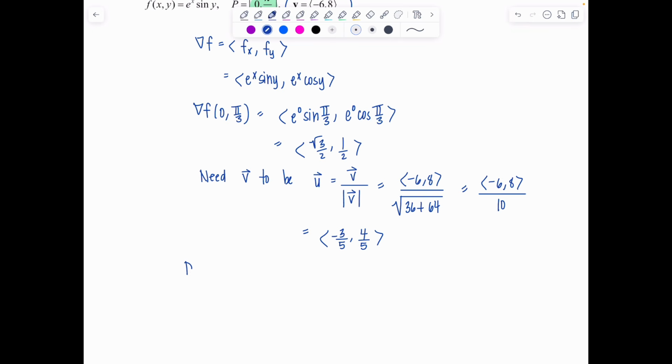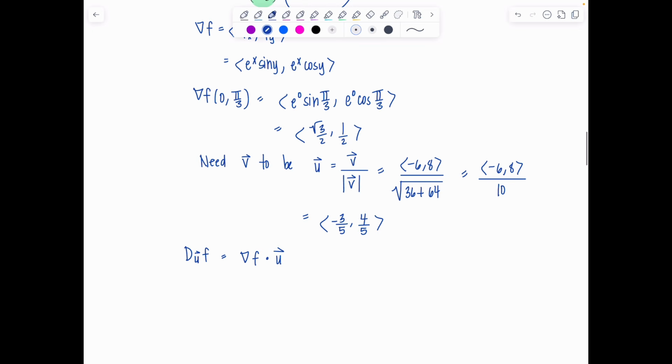Perfect. So now to compute my directional derivative, I'm simply going to take my gradient and dot it with u. So I had computed the gradient at P earlier. There it is. So we have rad 3 over 2, 1/2. And I'm going to dot that with -3/5, 4/5.